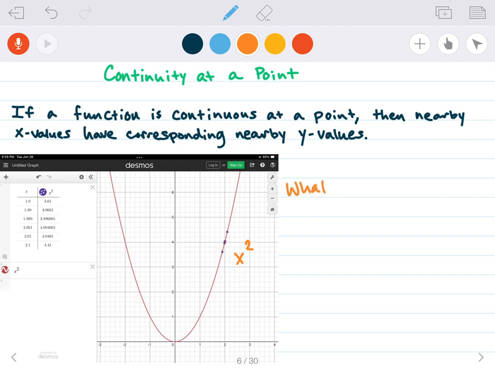So what does it mean to be continuous at a point? At maybe say x equals 2. That's a point. Well, x equals 2 is right here, right?